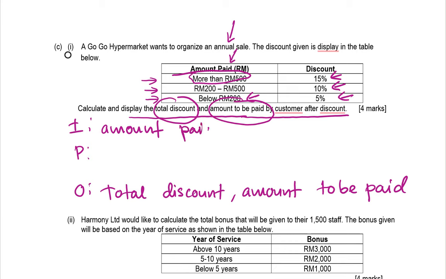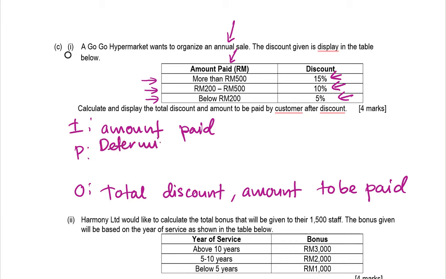Okay, amount paid. Now to write the process for this question, you can just write determine total discount and amount to be paid based on amount paid. Or actually you can write, in this question what are we going to do first? Of course to determine the amount paid. So you can also write in this way: determine amount paid. Amount paid first, then what do you need to do?